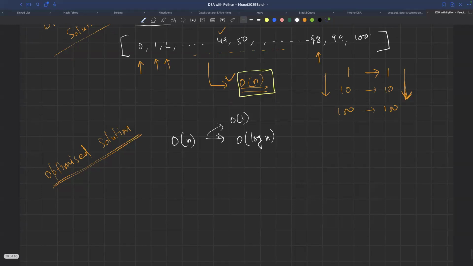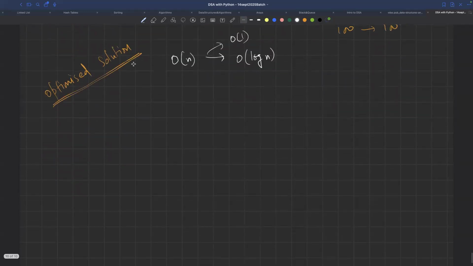Okay, so here if we look at the same problem again, O of n we have given. Now we are trying to find a better solution. So this will be 0, 1, 2, 3, up till 48, 49, 50, and 97, 98, 99, and 100.